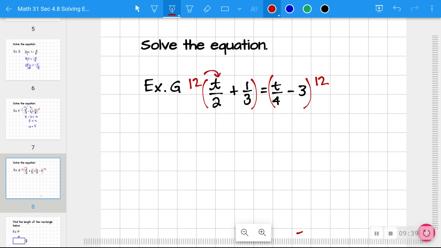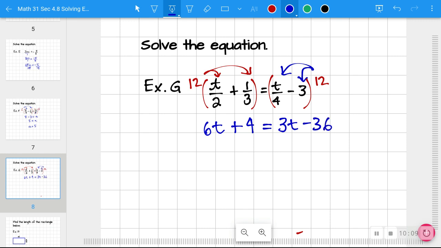12 divided by 2 would be 6, so 6 times t. And the second time, we're multiplying 12 times 1/3. That's 12 divided by 3 times the 1 that's on top, so just 4. And then when we distribute here, 12 divided by 4 is 3. And 3 times t is 3t. And here you get minus 36.